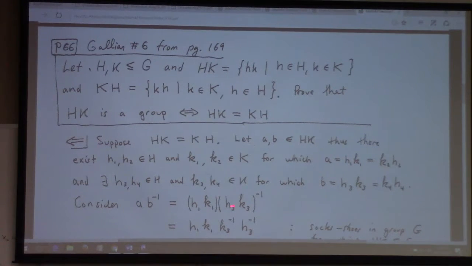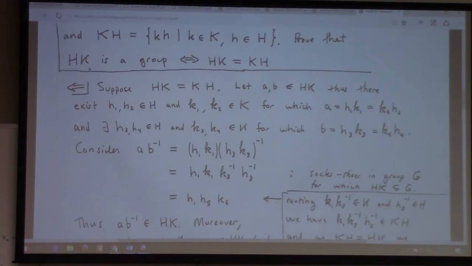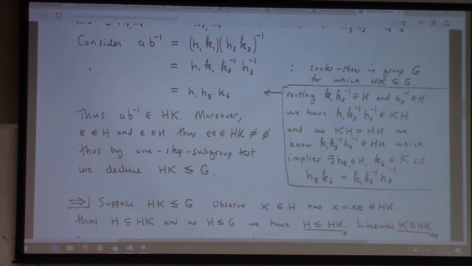Now, AB inverse is exactly this, and so then you use socks-shoes, and socks-shoes gives me this. But then what you do is look at this, K1 K3 inverse, that's in K, this is in H, so this is in KH, which means it's also in HK, so there is some H5 and K6 that I can rewrite this as, because these sets are equal.